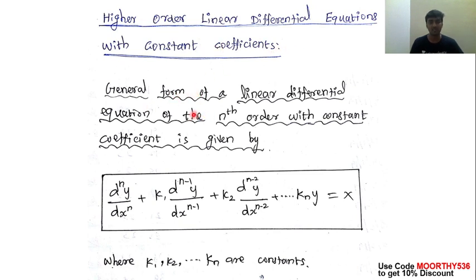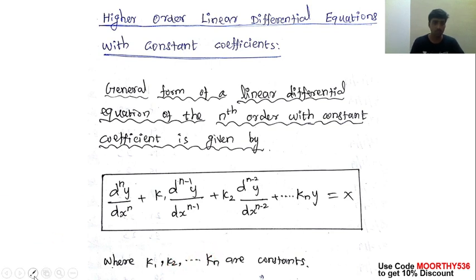The general form of the linear differential equation of the nth order with constant coefficients is given by d^n y divided by dx^n plus k1 into d^(n-1) y divided by dx^(n-1) plus k2 into d^(n-2) y divided by dx^(n-2), and so on, up to the orders we are increasing here. k1, k2, kn are the constants used here.